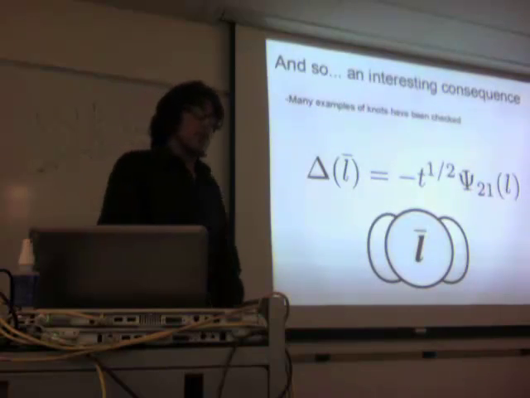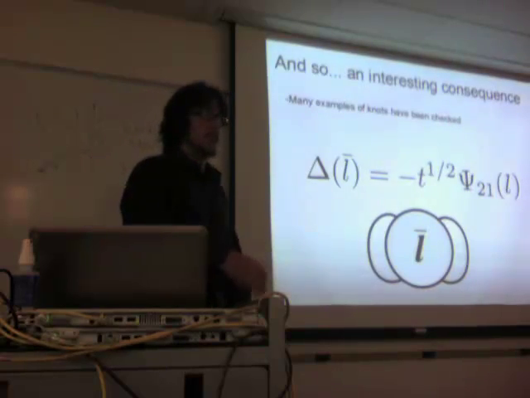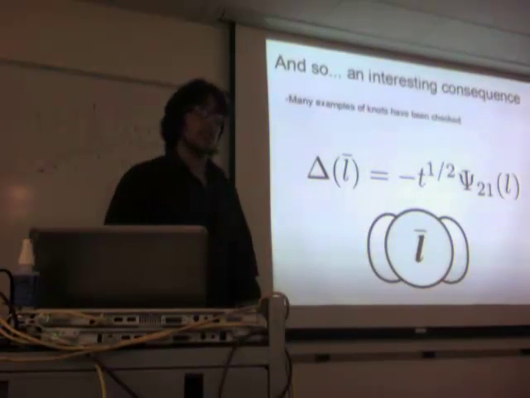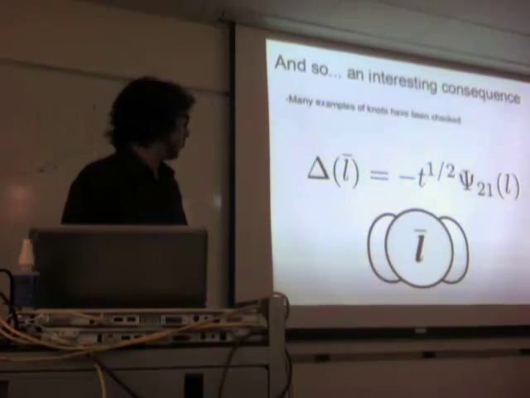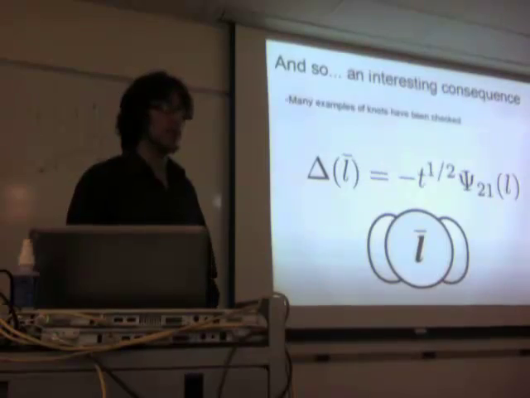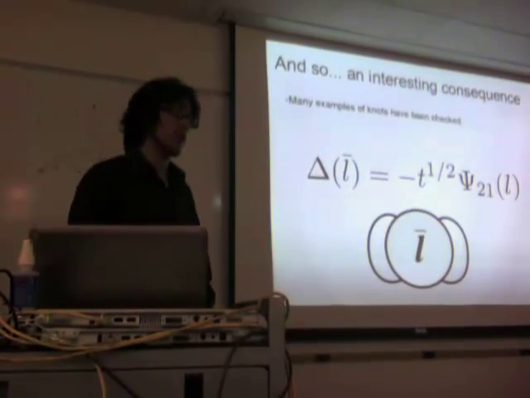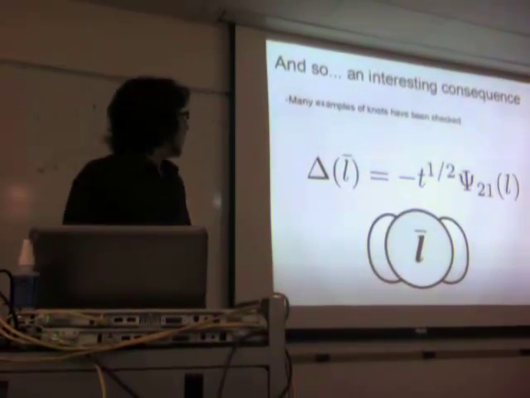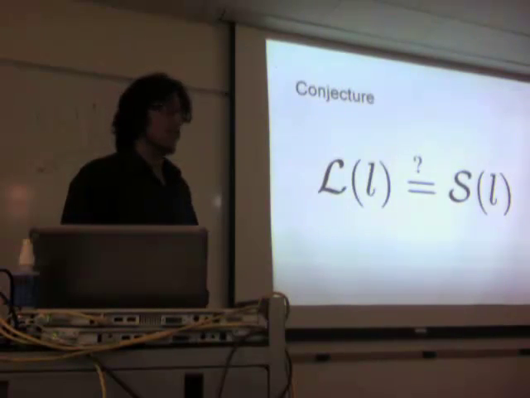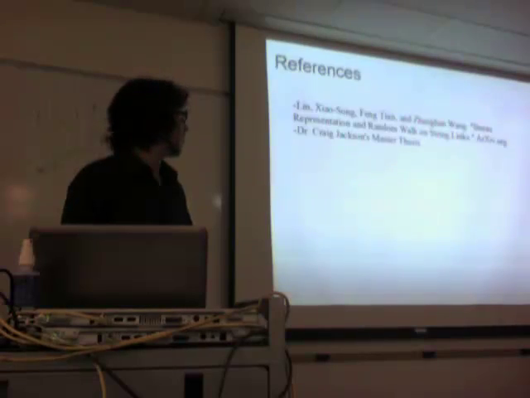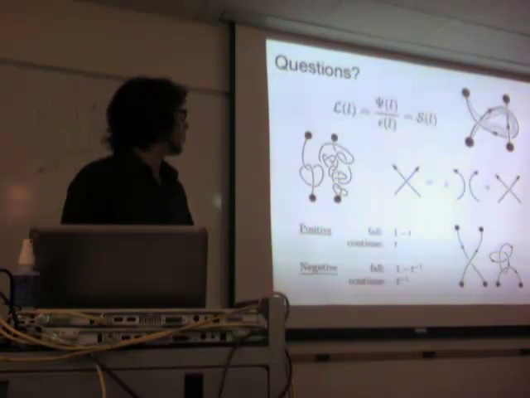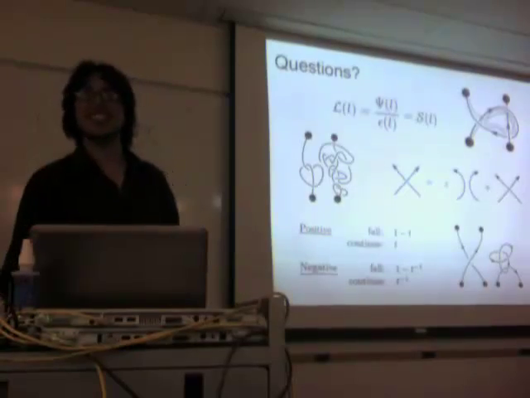But many examples for this thing have been checked. My advisor said to check it for a couple of knots, and I did, and it checked out. So it's another way of providing evidence that the conjecture could be true, at least for n equals 2. And so the big question is, are they equal? That's pretty much where I'd like to end the talk. References, any questions? I don't think we have time for questions. Any questions?